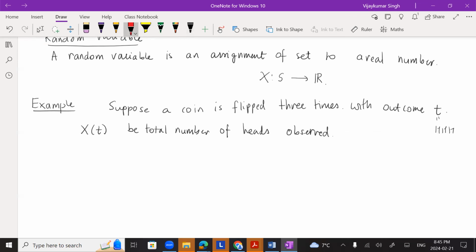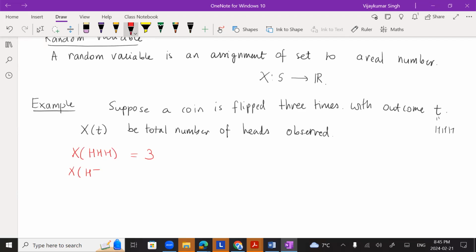So let's see. If I toss a coin 3 times, the possibility is that I get H H H. We agree, my T is H H H. In that case, what is the value of this function, the total number of heads observed? Here it is 3. So the output of this function is 3. So this is my random variable as a function. Make sense?